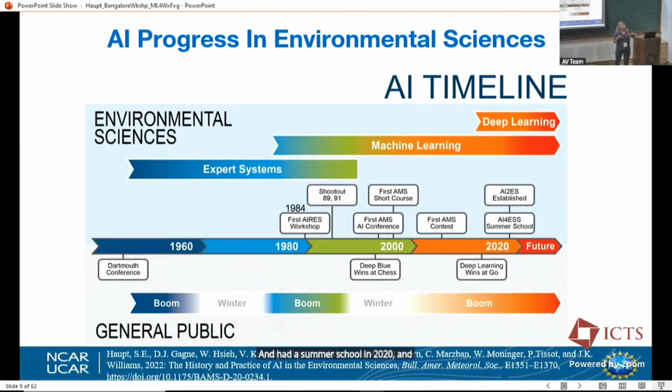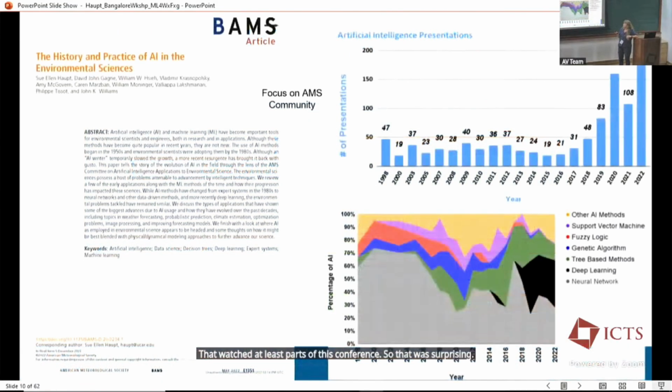And because it was the summer of 2020, everybody was working at home. So the original plan had been to have students come to NCAR for this workshop, but it turned out virtual, and they opened up registration, and we had 5,000 registrants that watched at least parts of this conference. So that was surprising.